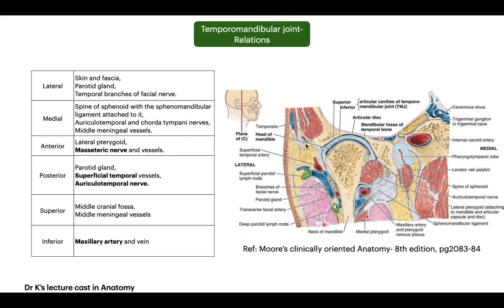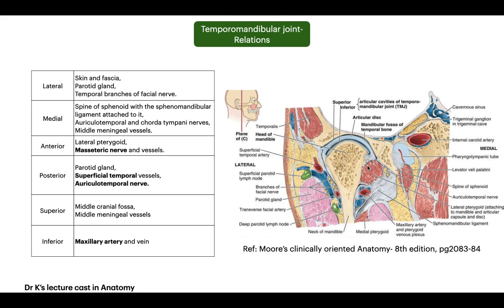So, medial relations: since it is cut in the coronal section, the medial relation lies a little medially, on the inner aspect. Medially, spine of sphenoid. Can you see here? Spine of sphenoid. What ligament is attached to it? Sphenomandibular ligament. And there is a nerve and a blood vessel related to it, auriculotemporal nerve and middle meningeal vessels. You can relate these two because the two roots of the auriculotemporal nerve enclose the middle meningeal artery.